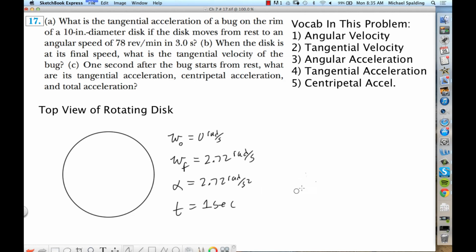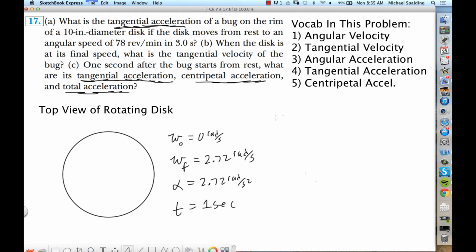All right, so first on the list. So part C, we have 3 different things. We're looking for tangential acceleration, centripetal acceleration, total acceleration. Okay, the tangential acceleration. Is that the same or different from what we already calculated up here for part A? But we did that at t equals 3. Is it going to be the same or different for t equals 1? It's going to be the same, right?